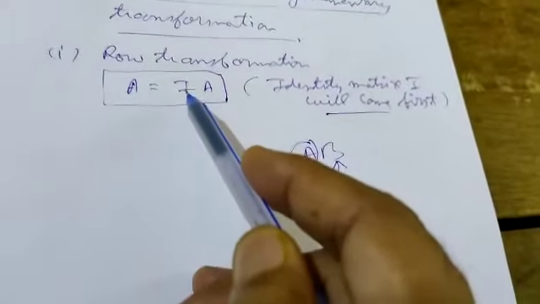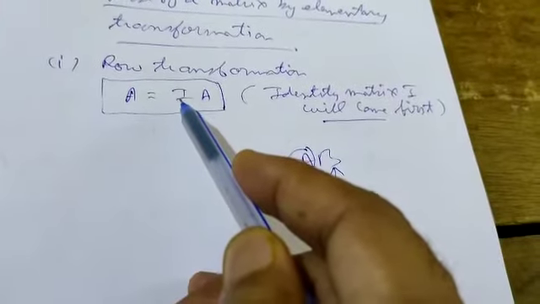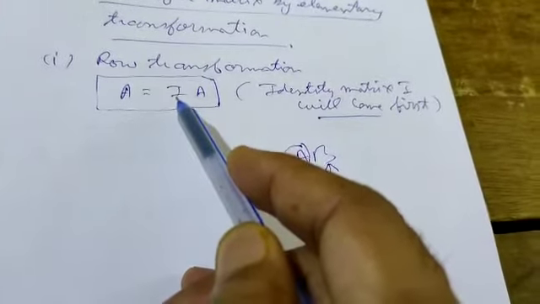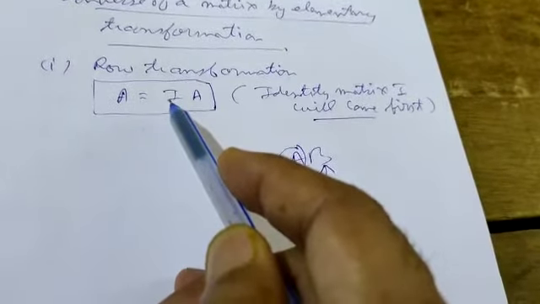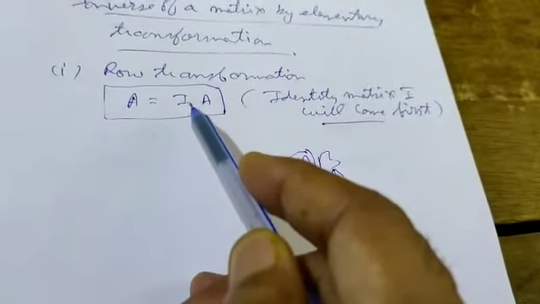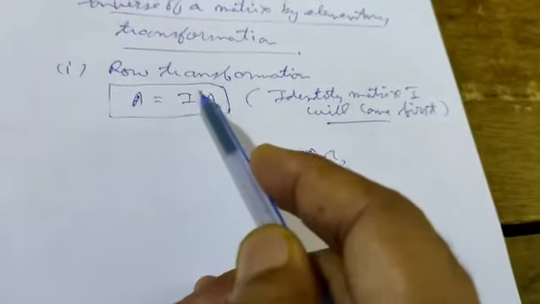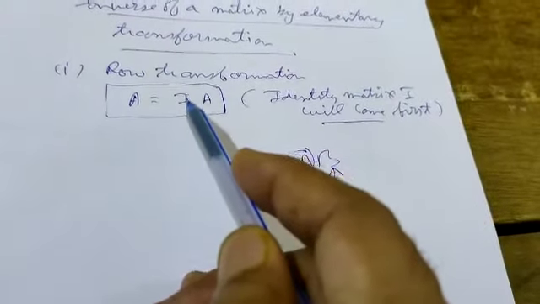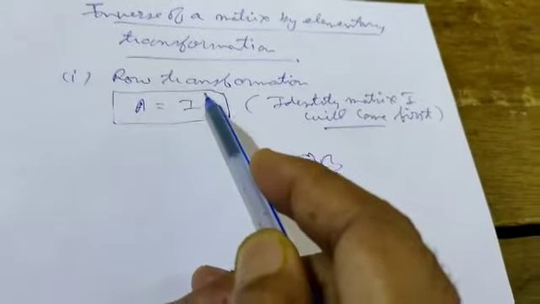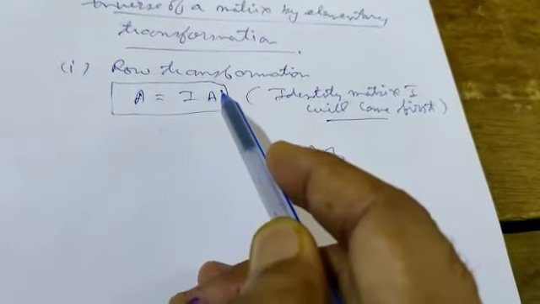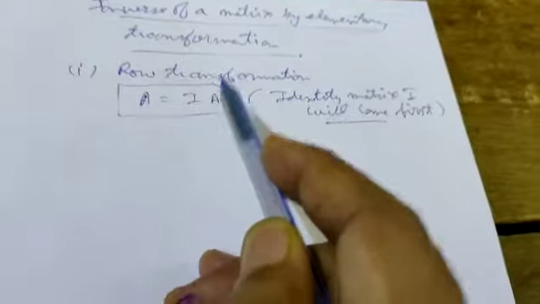Since we have to operate only on rows, we'll take I as the first matrix. And if we have to do column transformation, we'll write I later on. So do write A as I into A. Theoretically, if you write A as A into I also, you will not get the wrong answer, but theoretically it will not be correct.